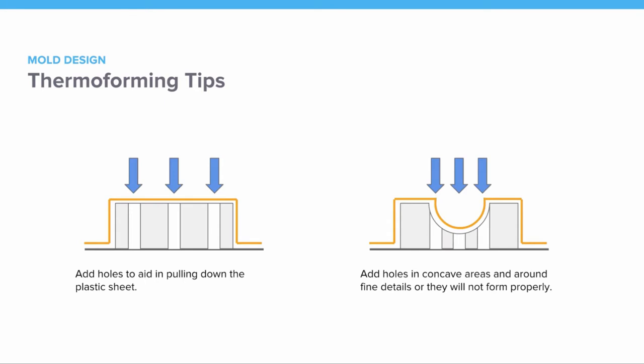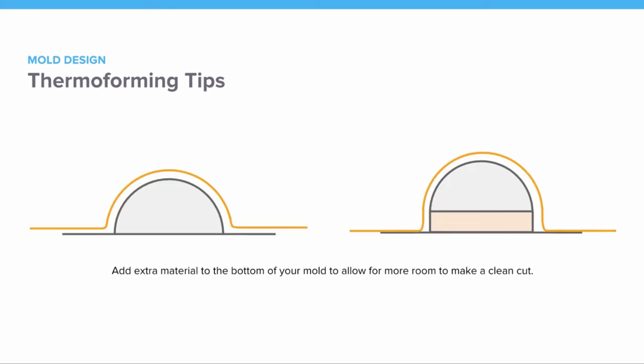Adding holes in concave areas and then around fine details is actually very critical. So the left one you may or may not have to do. The right one you probably do have to do. It allows you to pull plastic down in those concave areas, and it's really important that you do that. Otherwise, they might not show up at all. If you're having issues with fine details, again, try adding some holes around them.